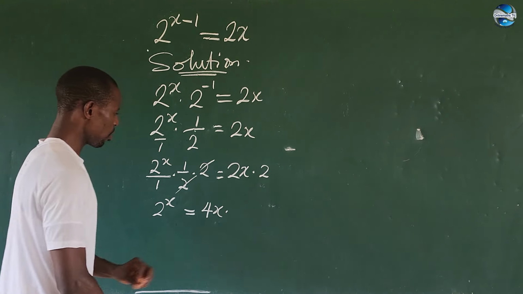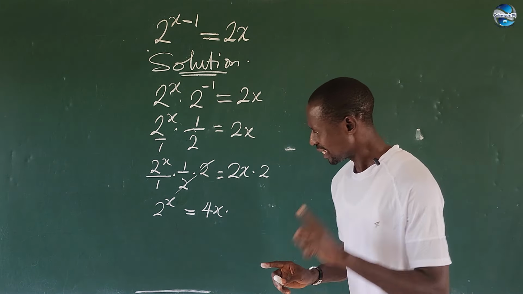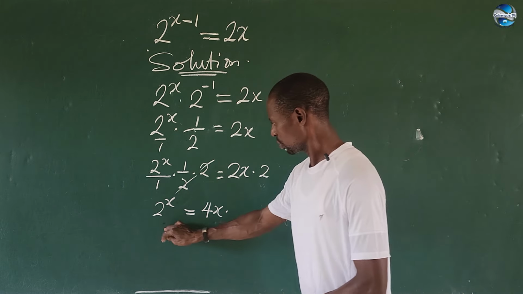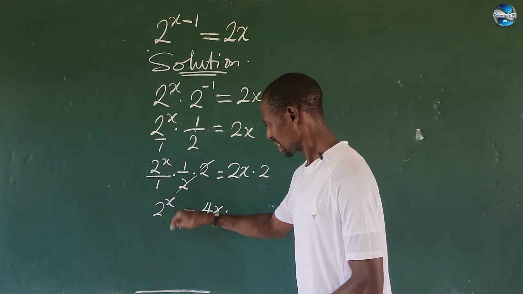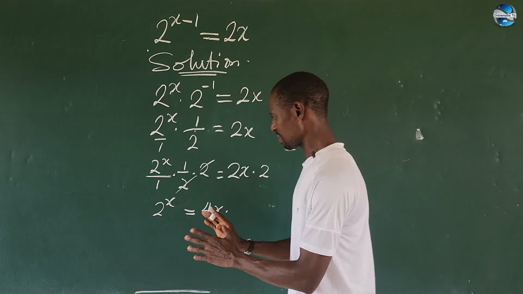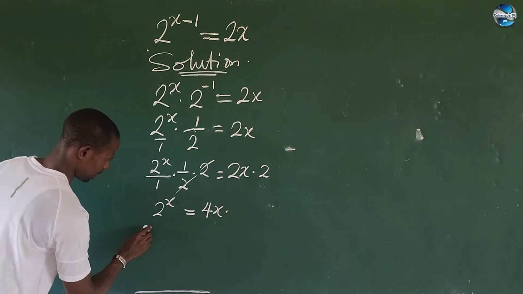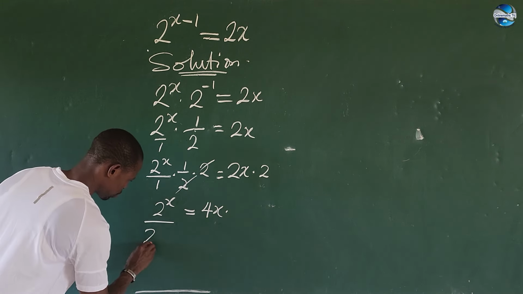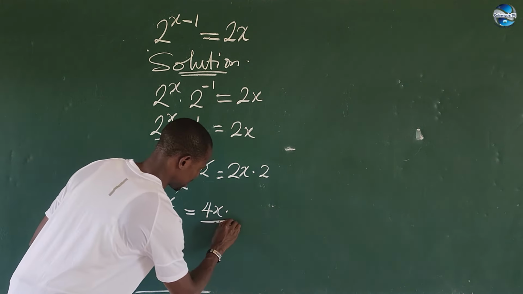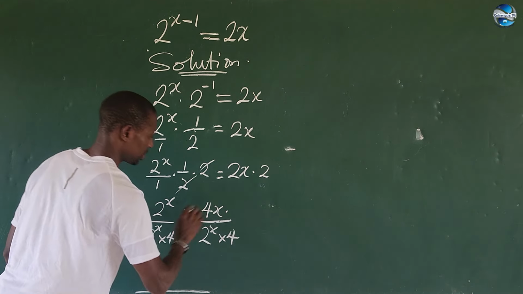So from here, what do we do? We want to divide both sides of the equation by 2 to the power of x times 4, because we want all the terms carrying x to be on one side. So let's divide through this by 2 to the power of x times 4. Equally divide this by 2 to the power of x times 4.